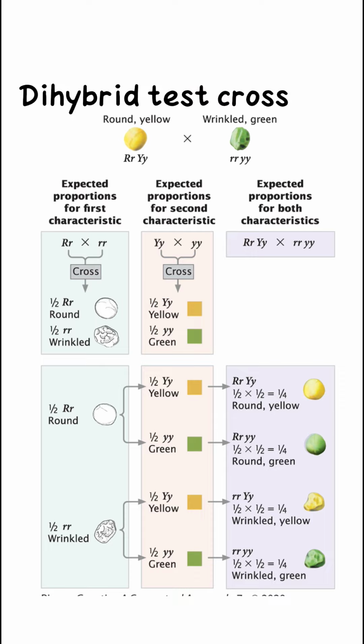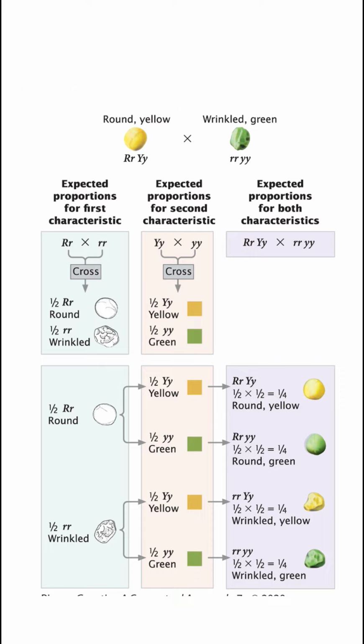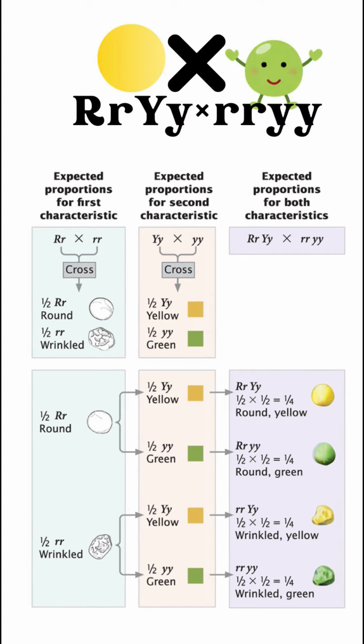Test cross and dihybrid inheritance. Test cross is also used in a dihybrid cross. For example, capital R small r, capital Y small y is crossed with small r small r, small y small y. And it gives a phenotypic ratio of 1:1:1:1 if independent assortment holds true. So the cross is made with a homozygous recessive individual, and the resulting phenotypic ratio helps in determining whether the unknown is homozygous or heterozygous, and it is an essential tool in classical and molecular genetics.